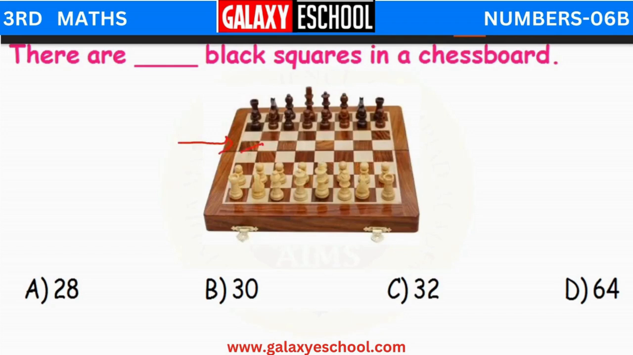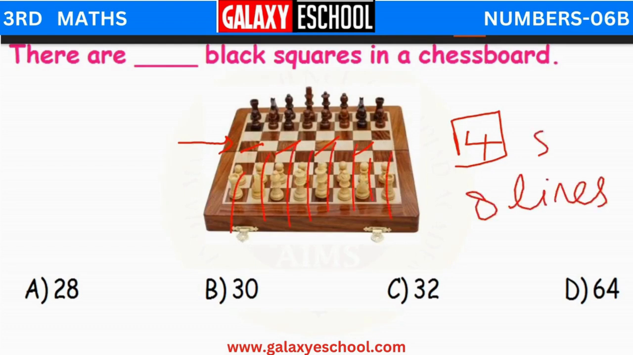Let us say this. How many black squares are there? 1, 2, 3, 4. Okay. So what can we understand from this? In each line there are 4 black squares. Now how many lines are there? 1, 2, 3, 4, 5, 6, 7, 8. There are 8 lines and 4 black squares in each line.